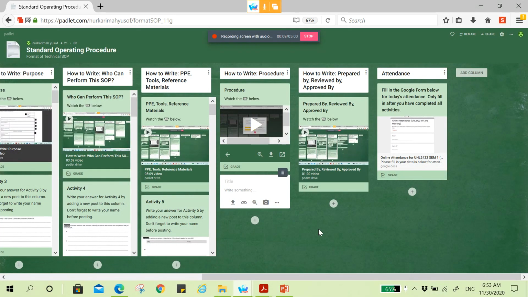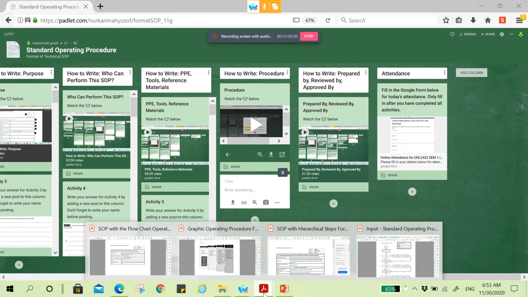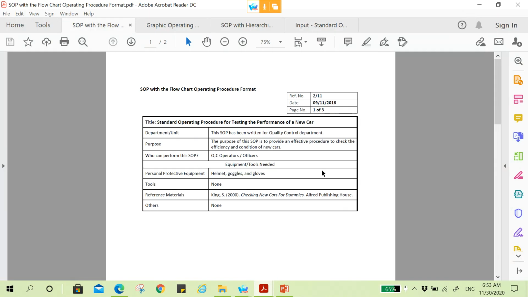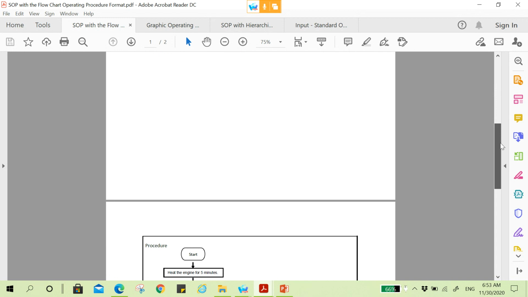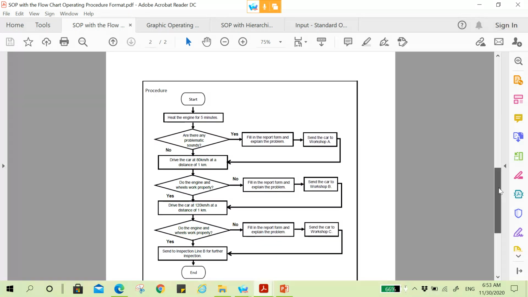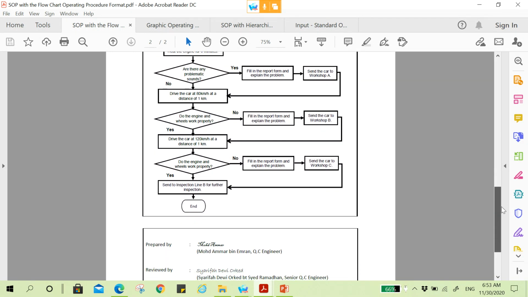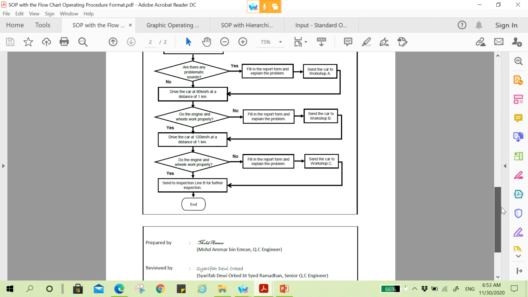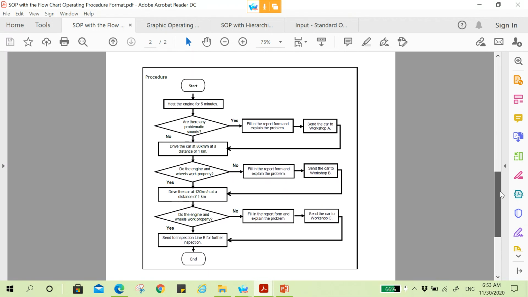Okay, as promised, today I am going to teach you how to write the procedure according to its format in more detail. So we will first start with flowchart operating procedure format. Okay, so as you guys can see, this is the example of a flowchart operating procedure format for an SOP.